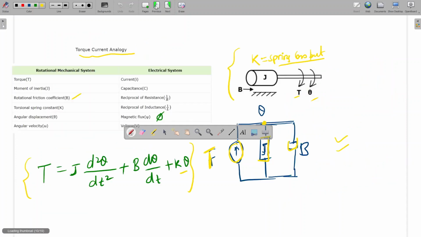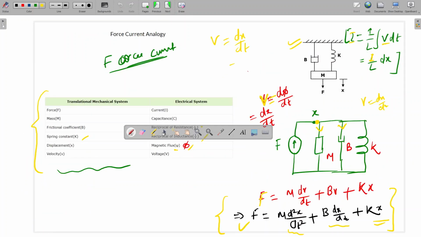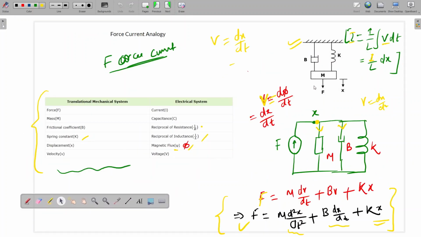So first I will explain what I have explained earlier. See here, this is one mechanical system. We are applying a force F. The displacement of the mass is X. Every displacement is X, so I'm considering X as a node. This is the analogy we should remember: force will be current, mass will be capacitance. So F is equal to I. This is current.